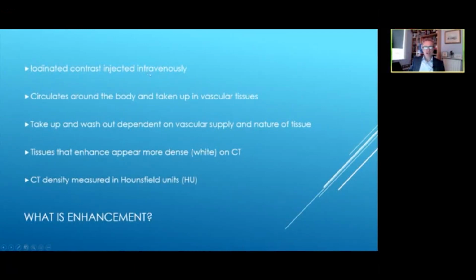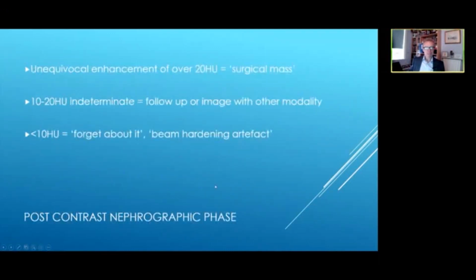It's iodinated contrast injected intravenously, as I'm sure you know. It circulates around the body and is taken up in any vascular tissue. That applies all over the body. The take-up and the washout is dependent on the vascular supply and the nature of the tissue. Tissue that enhances takes up the contrast, it gets whiter and it's more dense on CT. And this is measured in Hounsfield units, named after Sir Godfrey Hounsfield, who invented CT.